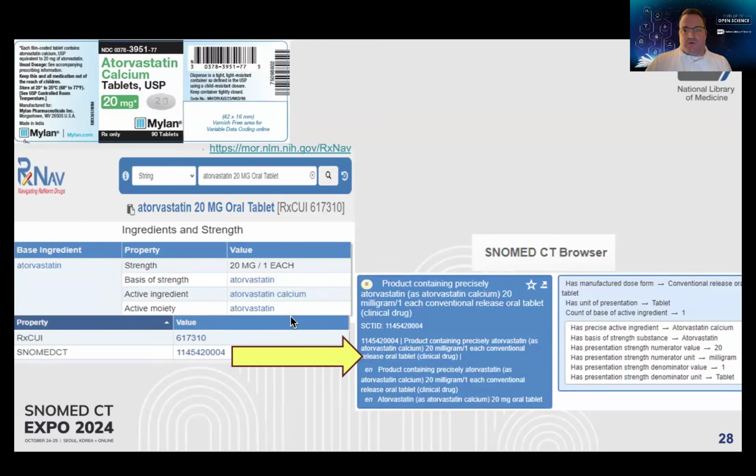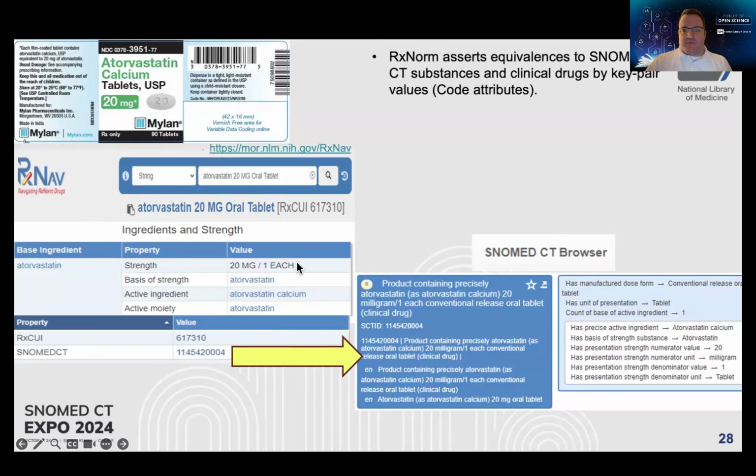In the top left-hand corner is its label from DailyMed. RxNorm editors build the concept for the drug with these definitional features. They are also responsible for assigning it properties, codes, and attributes. One of those codes can be a SNOMED code. So in our browser, we link this code to the SNOMED browser.